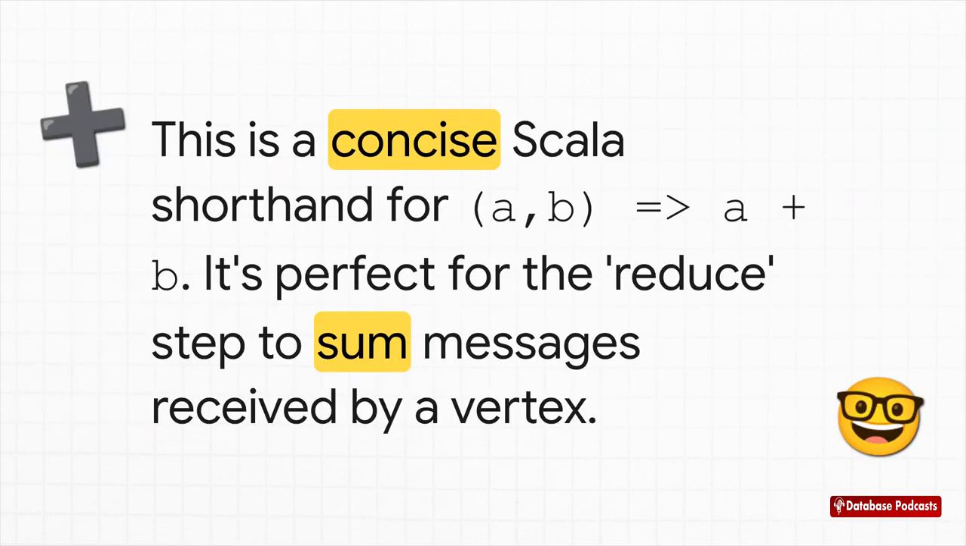Now, before we look at the full line of code, we gotta talk about this weird-looking bit of syntax you're going to see everywhere in Scala: underscore plus underscore. I know, it looks super cryptic, but honestly, it's just a really short way of writing a function that takes two numbers and adds them together. That's it. It's the perfect function for our mergeMessage step if all we're trying to do is sum things up. It just means take the first thing and the second thing and add them.